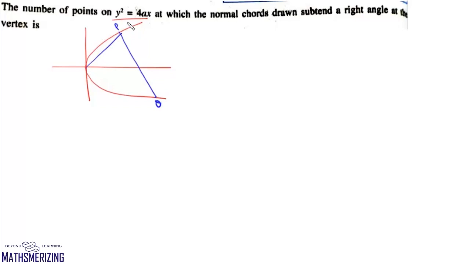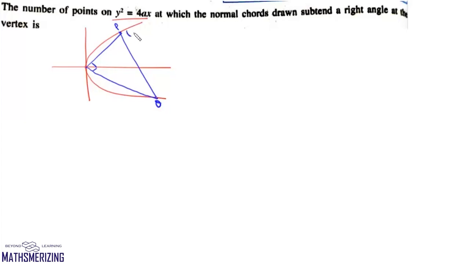The question is: the number of points on y square equals 4ax at which the normal chords drawn subtend a right angle at the vertex. So we have this parabola which is y square equals 4ax. And then it says normal chord drawn at some point, say P, and this point is Q. It subtends an angle 90 degrees at the vertex. So we need to find the number of such points on this parabola.